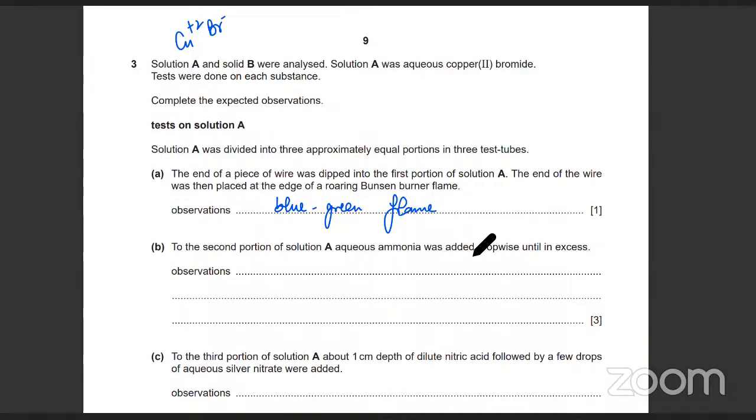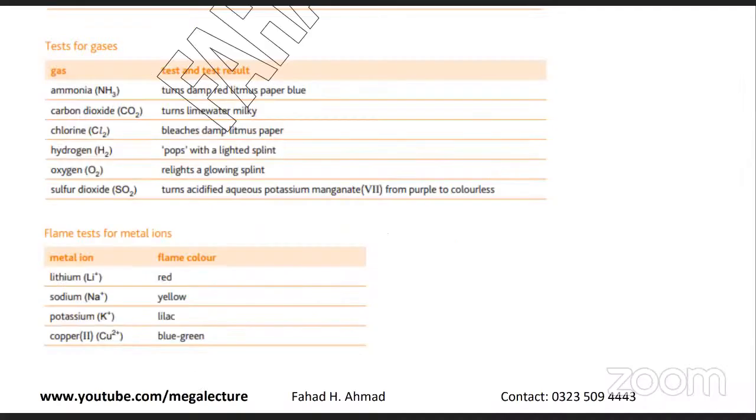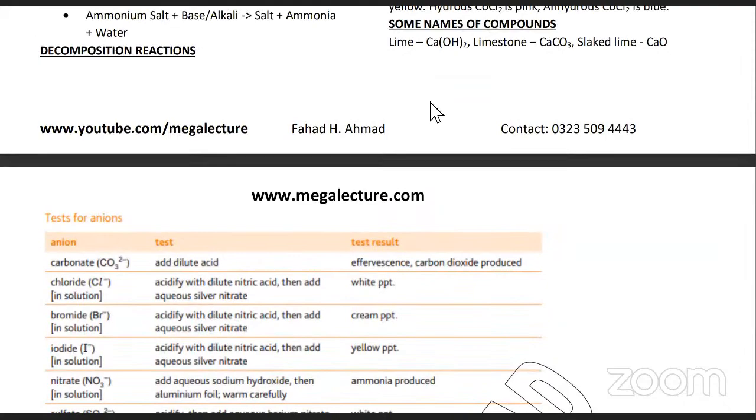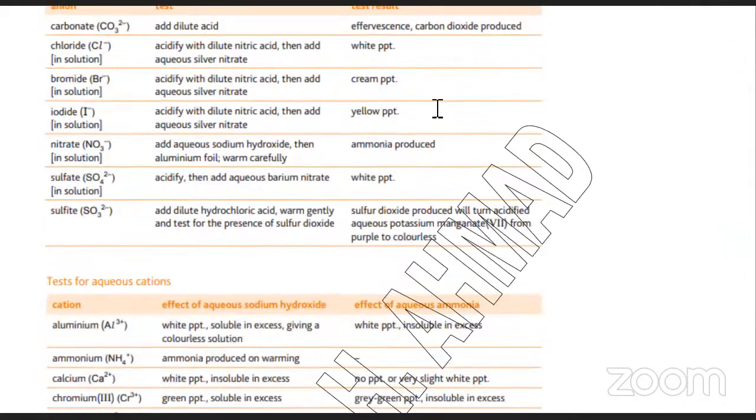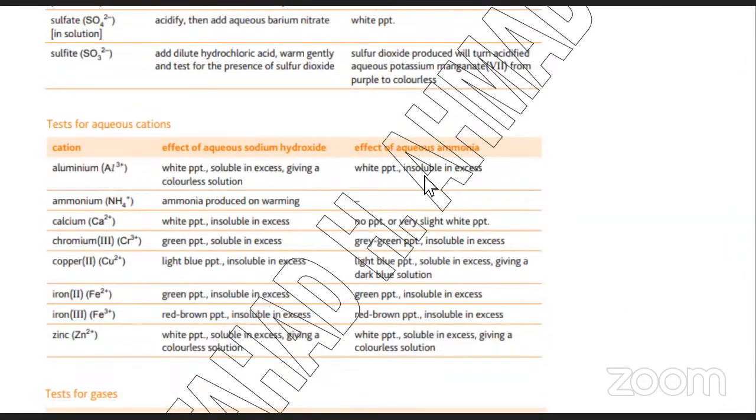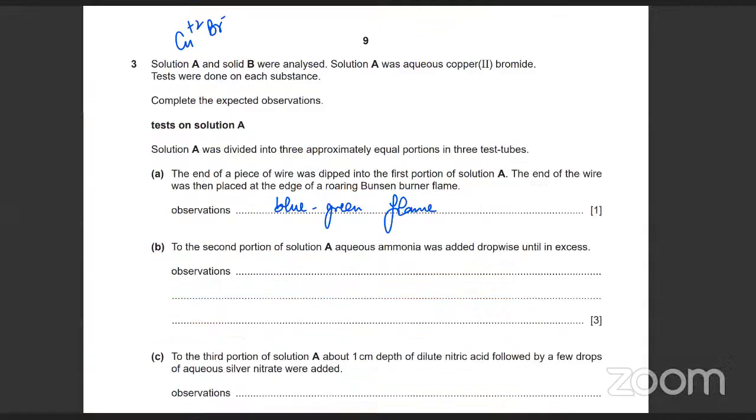अगला part, the second portion, ammonia was added dropwise until in excess. So it contains copper ions. So when you add ammonia, what happens? किधर गया वो cations? अच्छा, when you add ammonia, this part, so copper ions के साथ क्या होगा? You're going to get a blue precipitate, which will be soluble in excess, giving a dark blue solution. So that's what the result is. So, or until in excess. So first thing is you're going to get a pale blue precipitate. Which dissolves in excess.